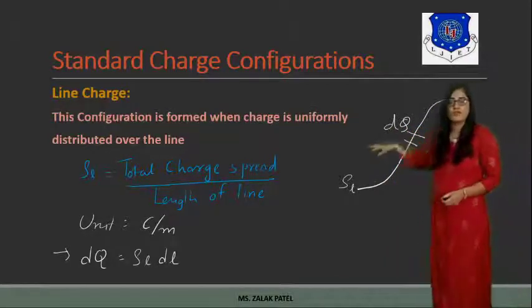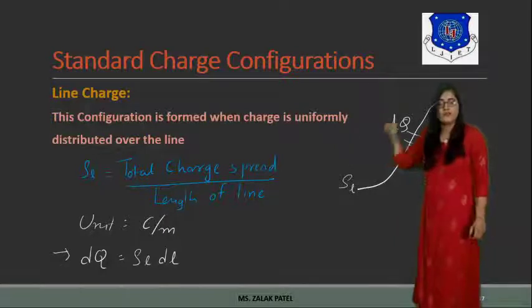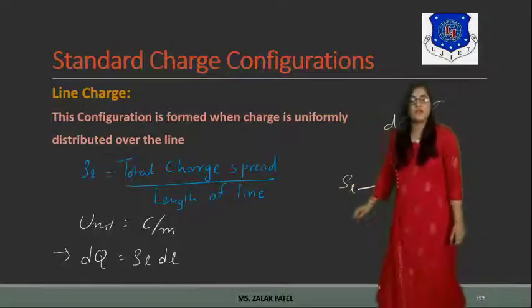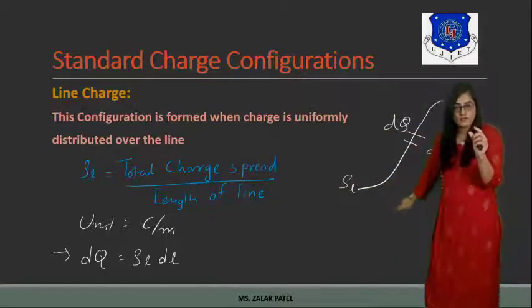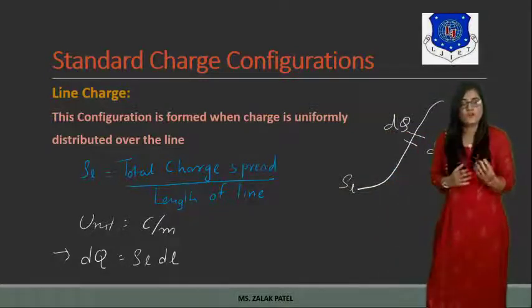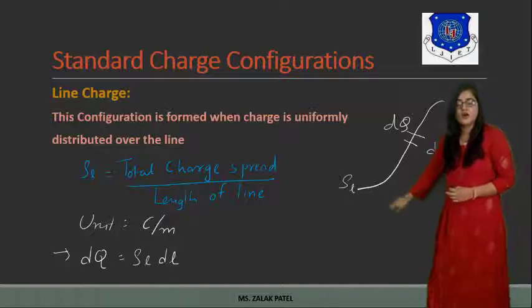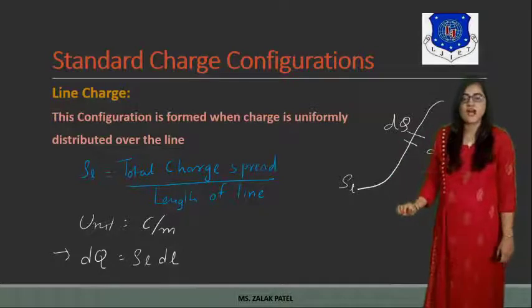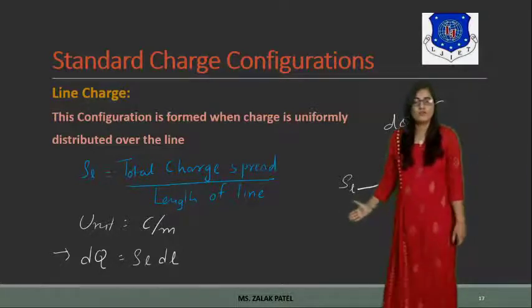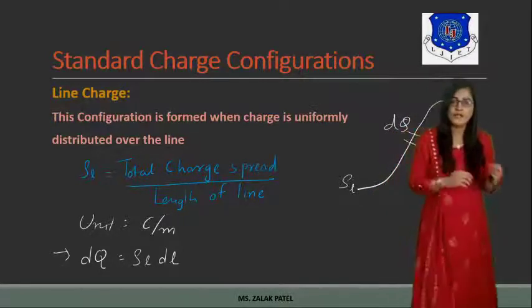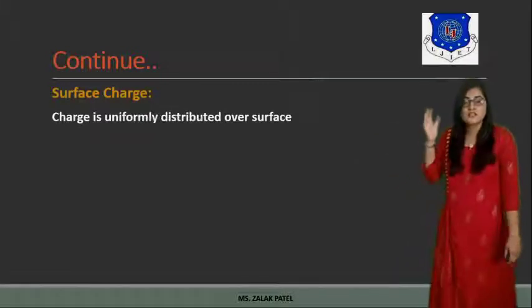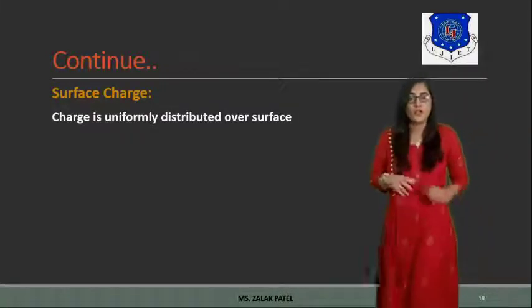If we want to find the charge on a small partition, it will be dq equal to rho L dl. Now if we want to find the total charge, we have to do the integration on both sides. So the total charge q is equal to the integration of rho L dl. Okay.